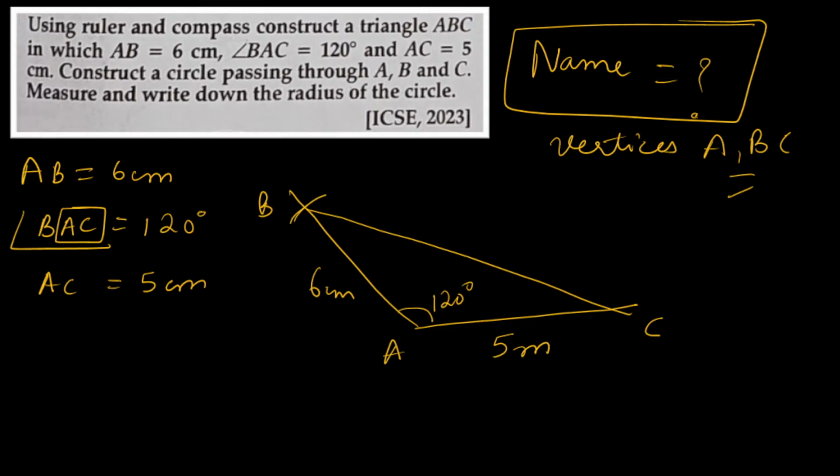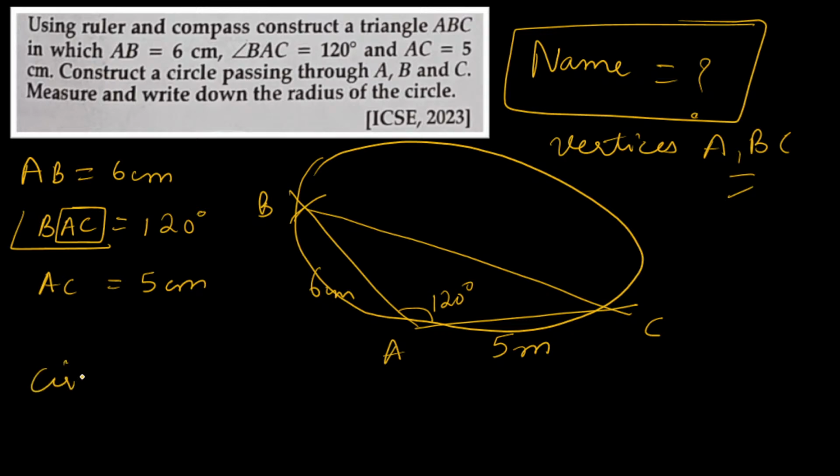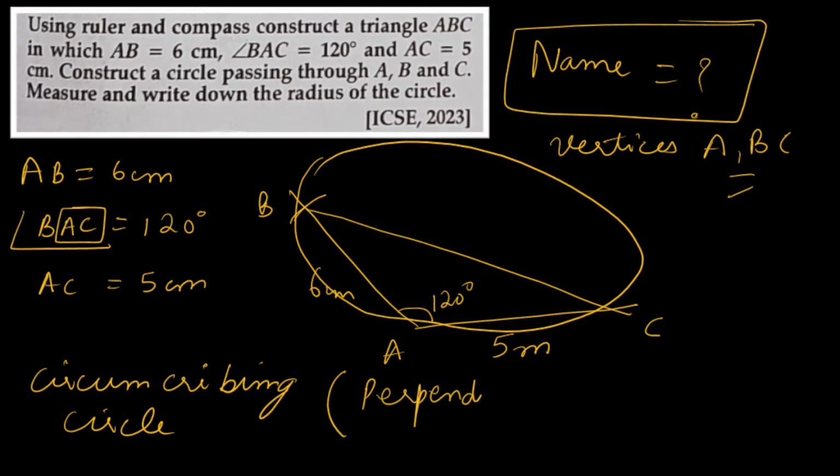Yes, it's a circumscribing circle. So we have to draw one circumscribing circle like this. The circle should pass through the vertices of the triangle. So this is the construction we have to do. Whenever you are doing this, you can make a note. Circumscribing circle we always get with the help of perpendicular bisectors. Any two sides' perpendicular bisector we can draw, of any two sides of a triangle. Okay, so let's start this one.